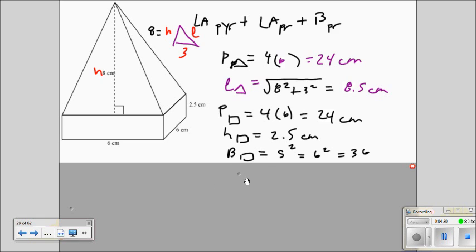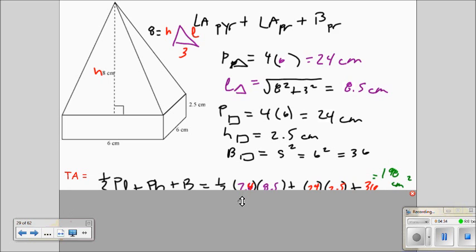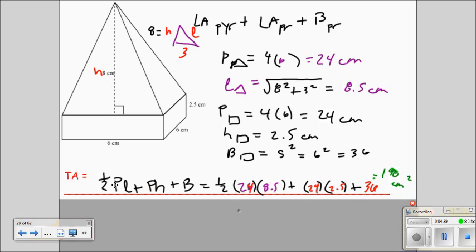So now for my total area, the formulas I need, again, are 1/2 P times L, that's for my pyramid, plus P times H, that is my prism, plus the very bottom of the figure, which represents the base of your prism.